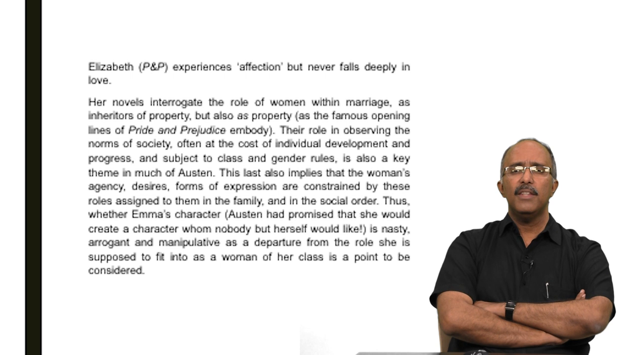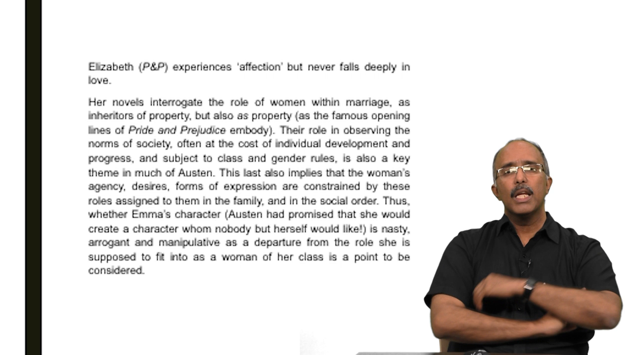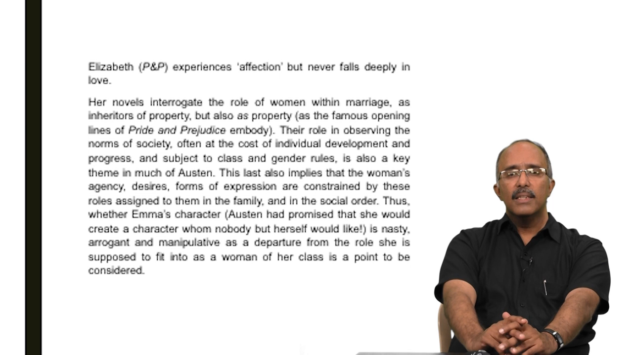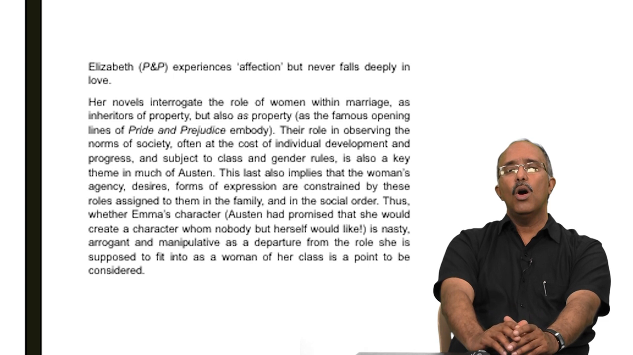That is, how does the woman grow? What and how are the restrictions of the social order impinging upon the woman's growth is a key theme in Austen. Are the women free to grow mentally, intellectually, is a moot point. So this also implies that women's agency, desires, forms of expression are constrained by their roles assigned to them, whether it's within the family or within the social order.